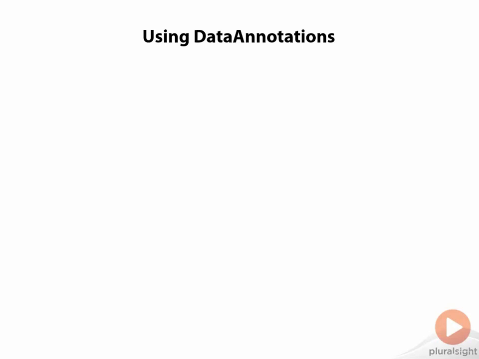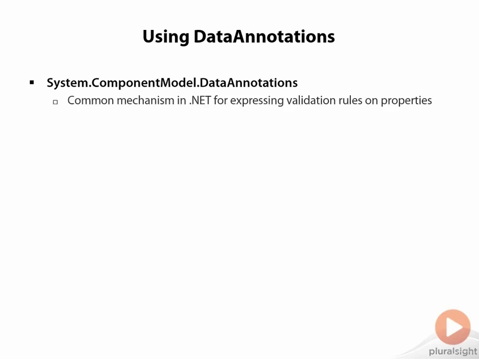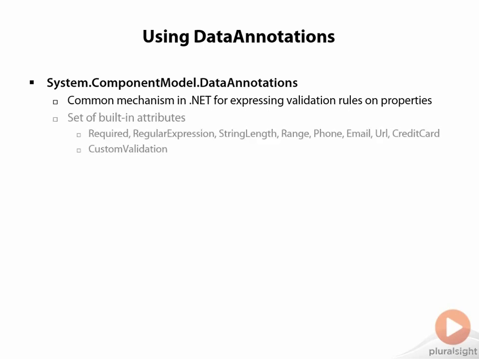Last thing I want to talk about in this module is using data annotations. Data annotations are a namespace in the .NET framework, specifically System.ComponentModel.DataAnnotations, that have become very widespread for validation purposes. It's a common mechanism for expressing validation rules on properties done through attributes.